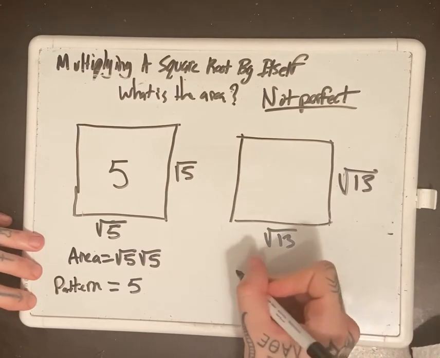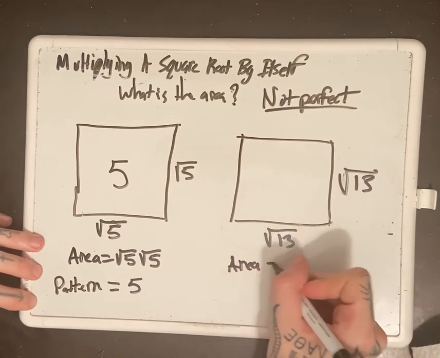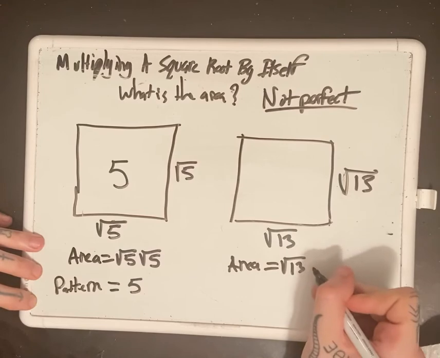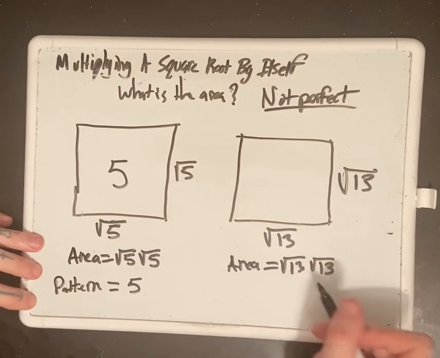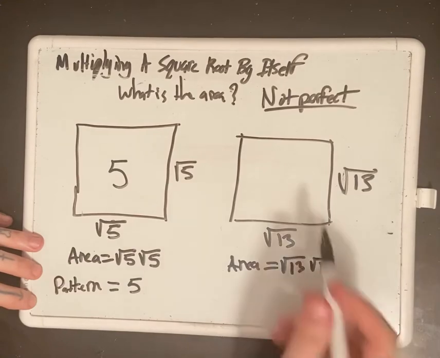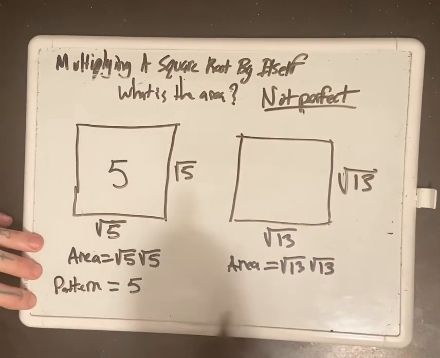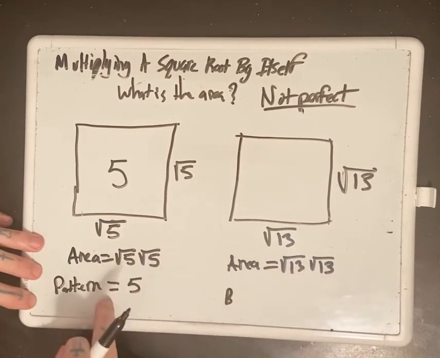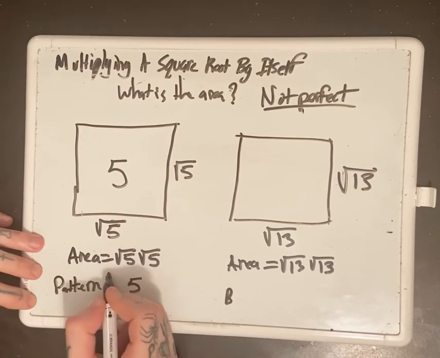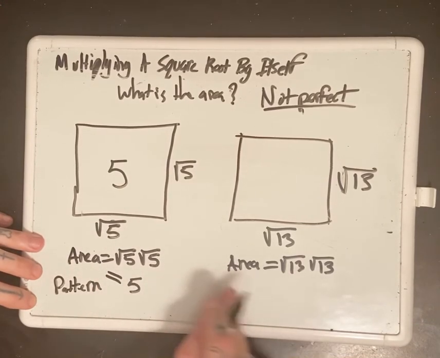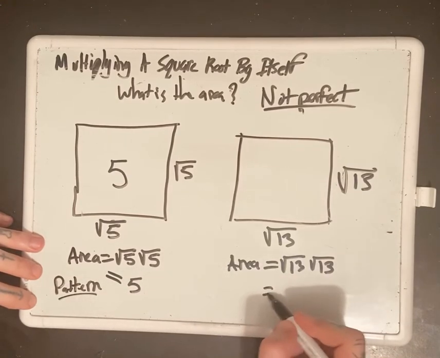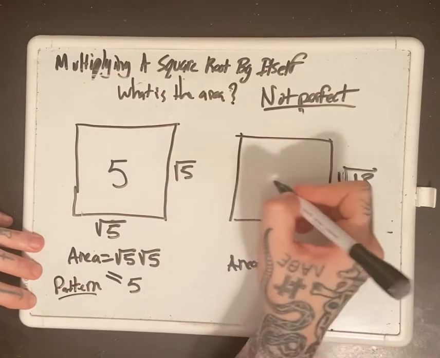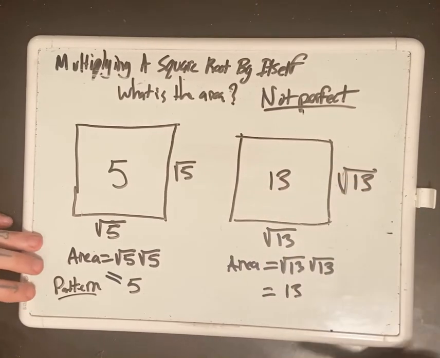Same thing over here. Area is equal to square root of 13 times square root of 13. I can't take the square root of 13 because it's not a perfect square. But if I use the pattern, I know the answer is going to be 13. So the area is 13.